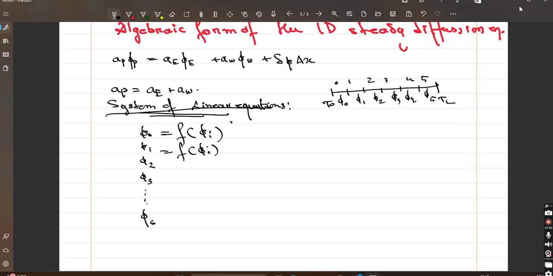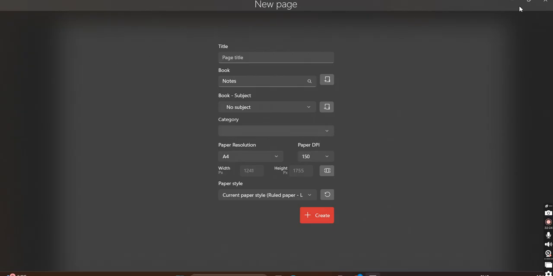Okay, so this will be of a form like a matrix A times a vector phi is equal to B. Okay, and we have to solve this system of equations, often called Ax equal to B, to get the value of x. Okay, so there are different methods to reach the solution.